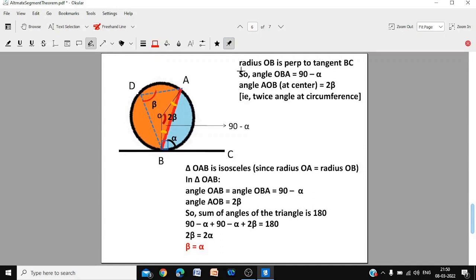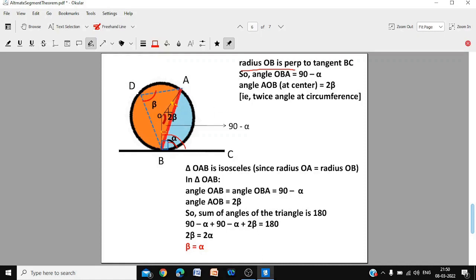Now, radius is perpendicular to the tangent. Radius OB is perpendicular to the tangent. What is this angle? Because it is perpendicular, the whole angle must be 90 degrees. Since the radius OB is perpendicular to the tangent, the whole must be 90 degrees, and this one is alpha, so the remaining angle is 90 minus alpha. And when this is 90 minus alpha, this is also 90 minus alpha, because it is an isosceles triangle, radius OA equal to radius OB.